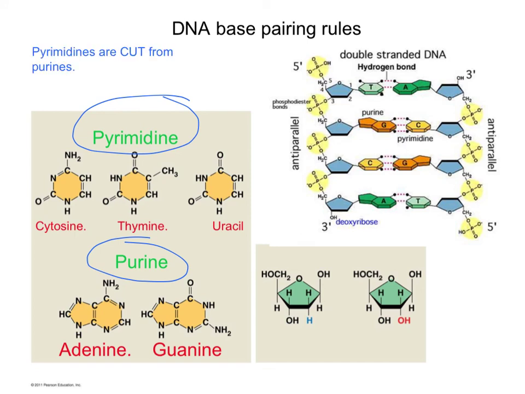Okay, here we go. We've got our little saying up here to remind us which ones are which. Pyrimidines are cut from purines. Hopefully you will notice that CUT is capitalized, and my pyrimidines here are cytosine, uracil, thymine. To be cut from a purine, you started with something large and you can cut it. My pyrimidines are my 1-ring structures, my purines are my 2-ring structures. So pyrimidines are cut from purines.